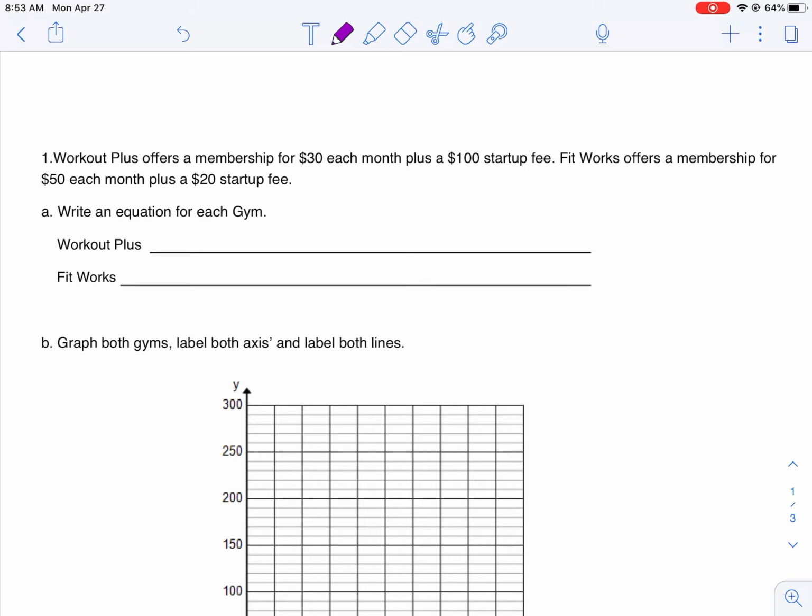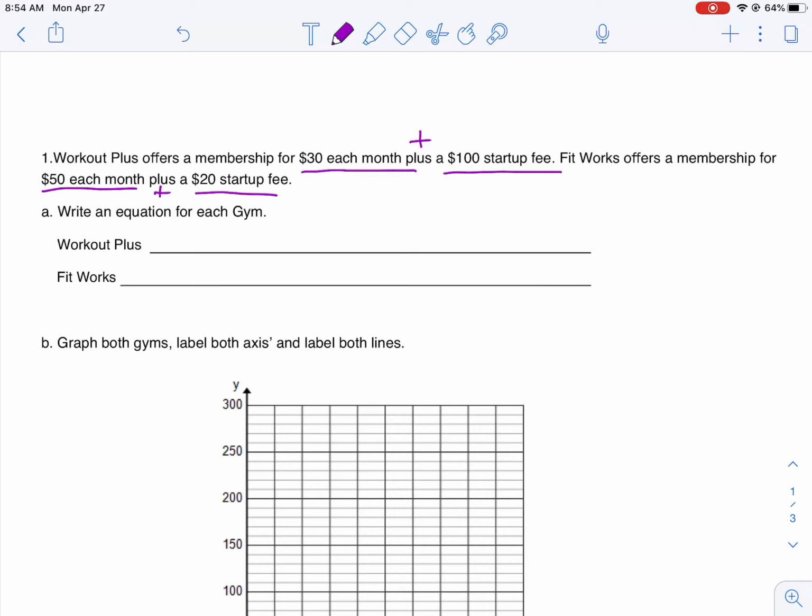It says Workout Plus offers a membership for $30 each month plus a $100 startup fee. Okay, plus, remember that. FitWorks offers a membership of $50 each month plus $20 startup fee. So they want you to write the equation for each one.